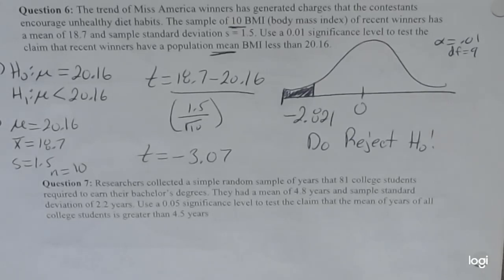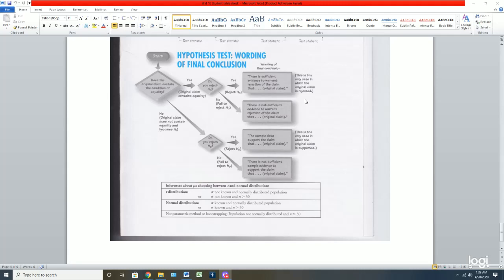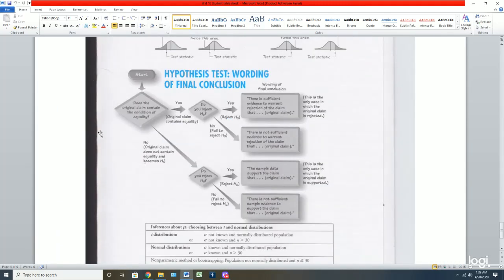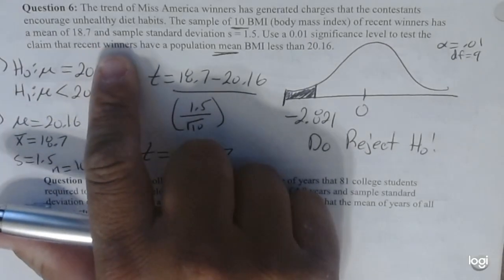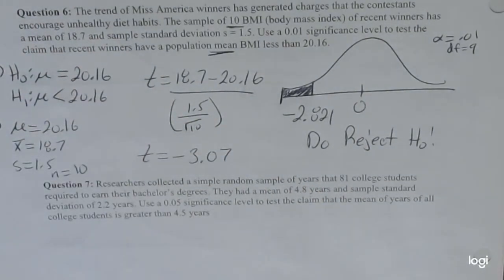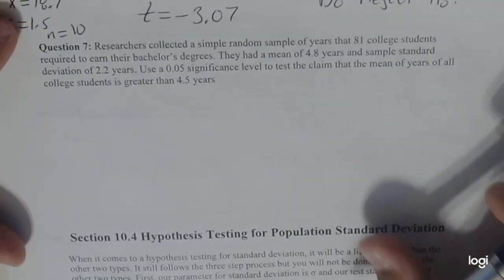I'll just quickly go through that. Again, does the original claim have equality? No, because we wanted less than, so no. Do we reject? Yes, so we're in box 3. So the sample data supports the claim that recent winners have a population mean BMI less than 20.16.